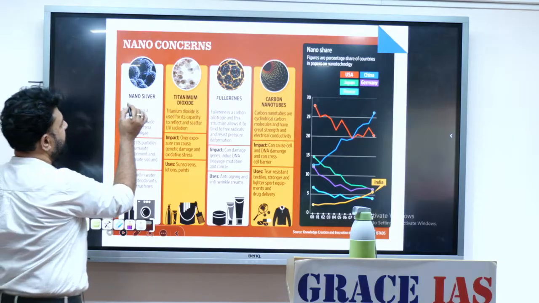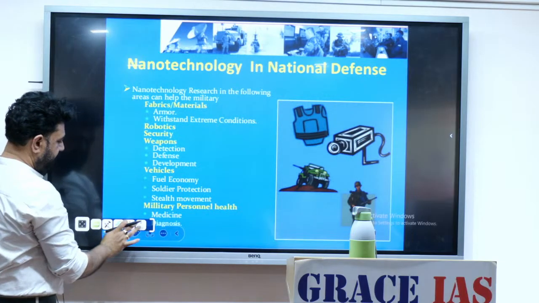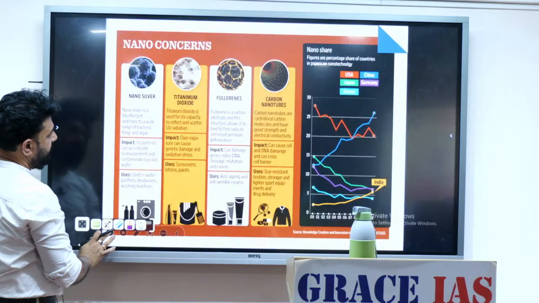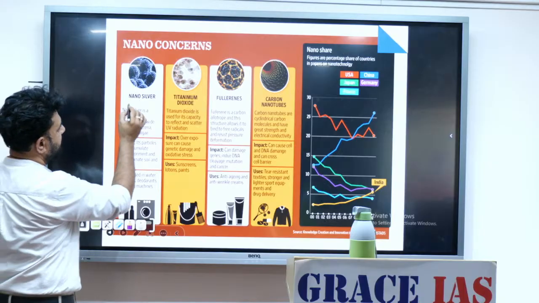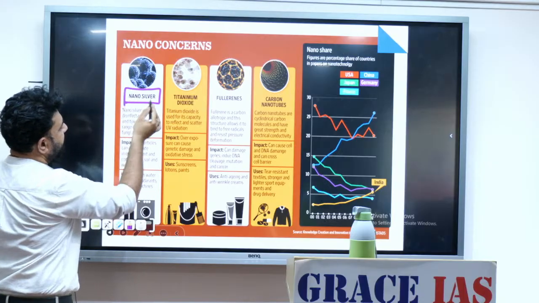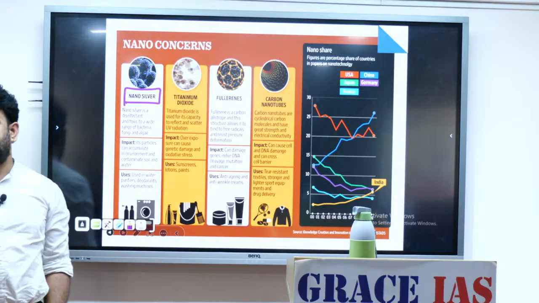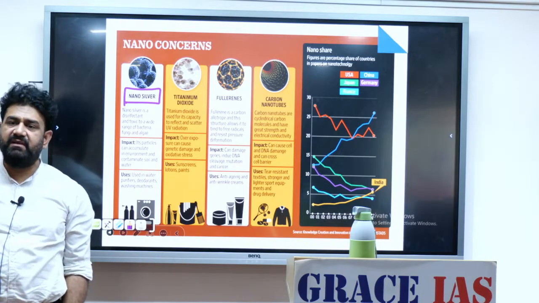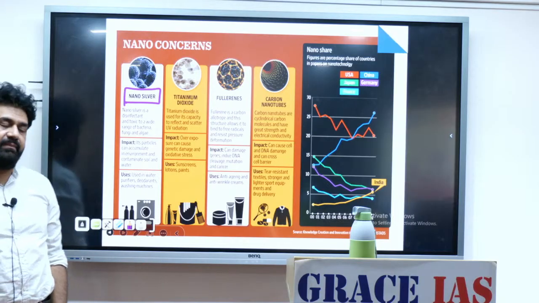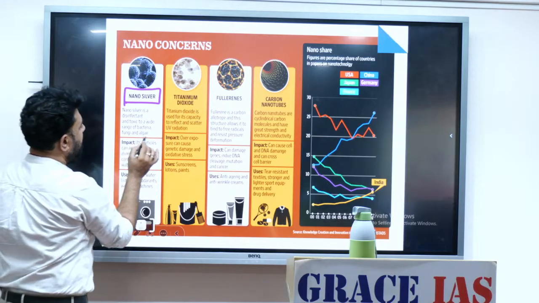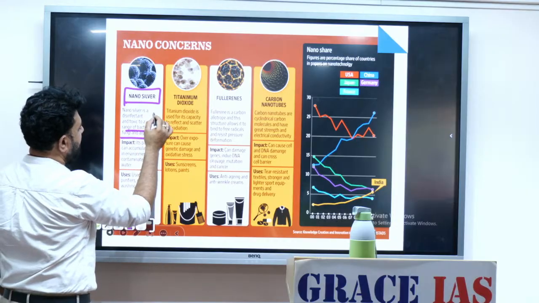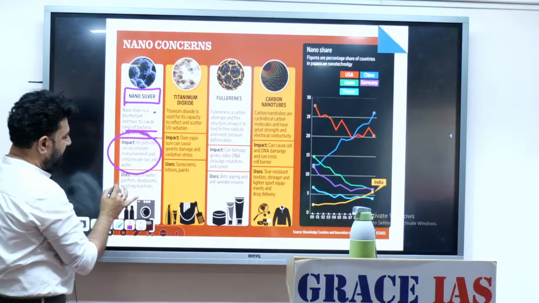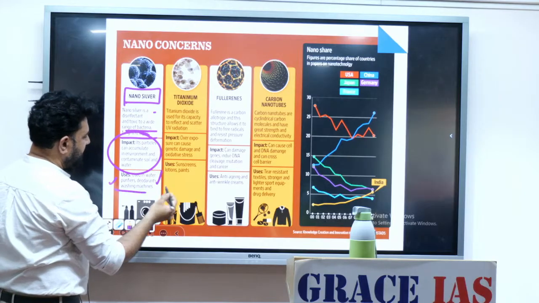Nano silver. So we know that silver is a disinfectant material, it kills bacteria and fungi and all. That is why silver coating is preferred in water filters and all. Nano silver coating, yes, possible. So fungi, algae and bacteria can be killed. So these particles can accumulate, that is the impact here. So it is used in water purifiers, deodorants and washing machines.